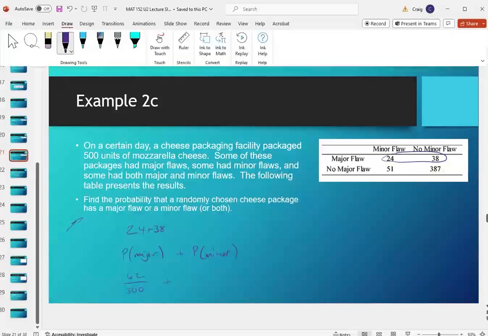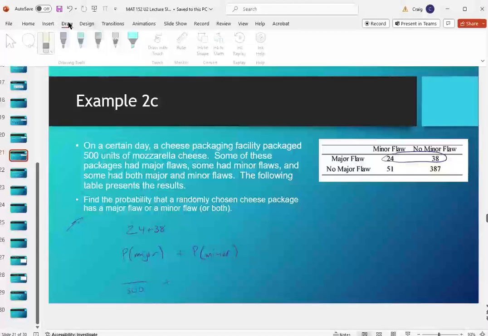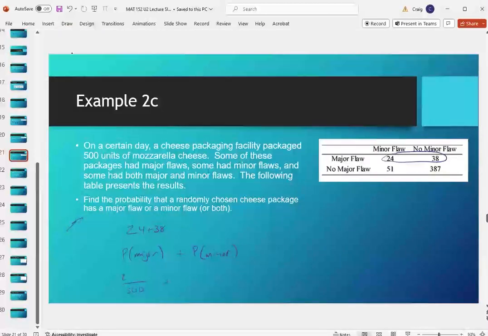Well, in fact, I even want to back up just a little bit. This is 24 plus 38. So that's our probability that we choose a major flaw. Let's figure out the probability that we choose a minor flaw. Well, a minor flaw, that's here. And so the probability that we choose a minor flaw would be, in this case, 24 plus 51 divided by 500. Okay, and so, or both.